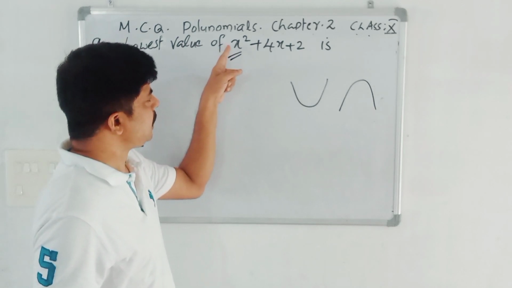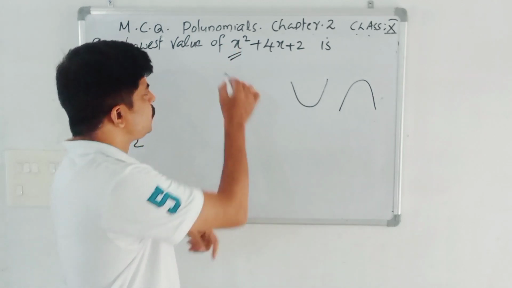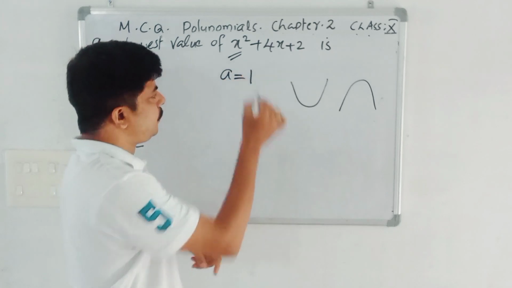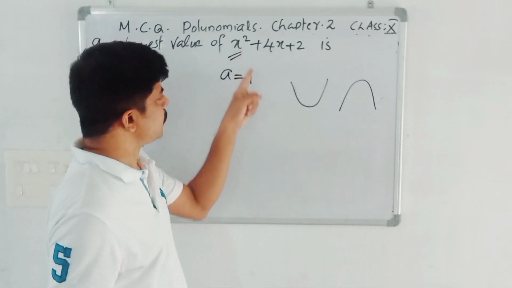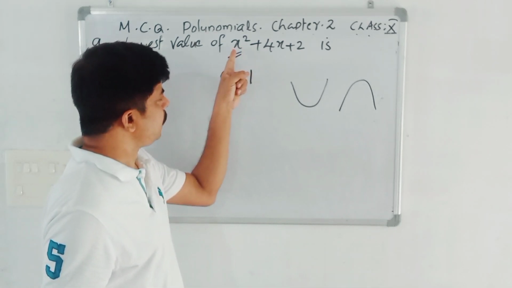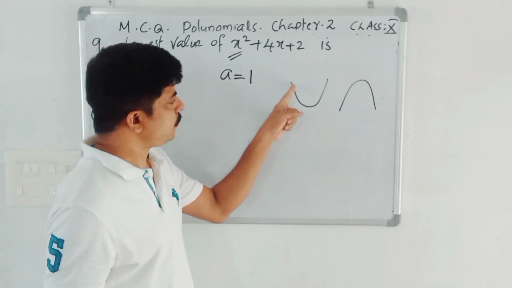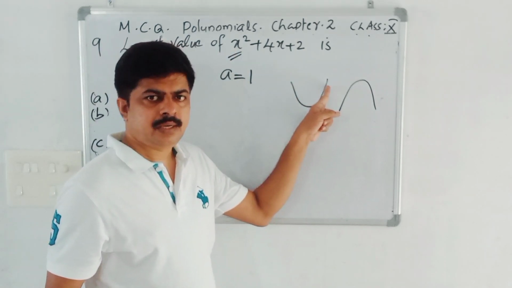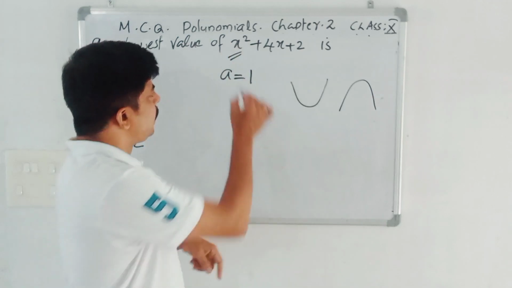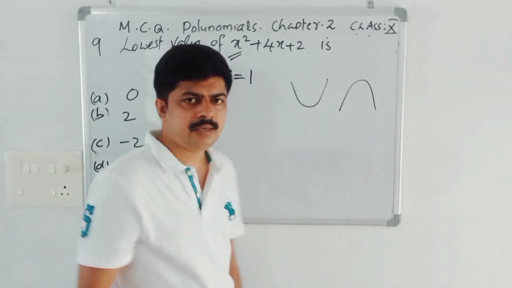Here, what is a? What is the coefficient of x square? We get positive 1. If the coefficient of x square is positive, if a is positive, the graph will be like this. If a is negative, the graph will be like that.